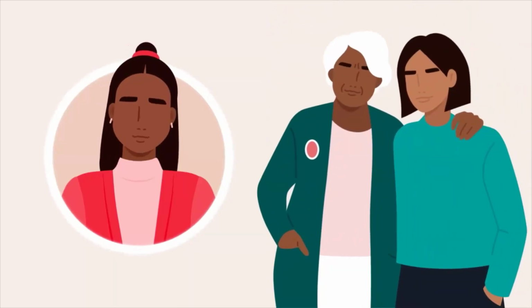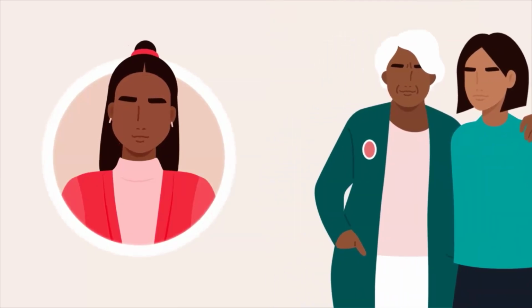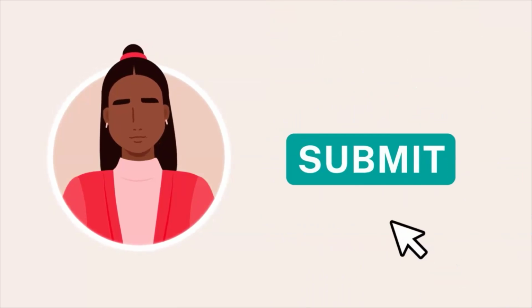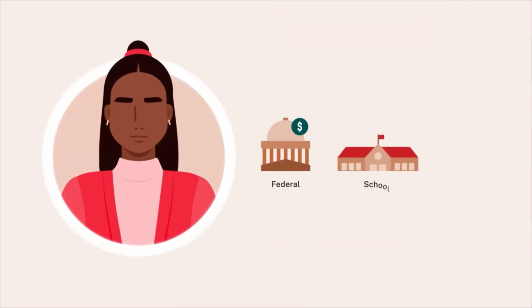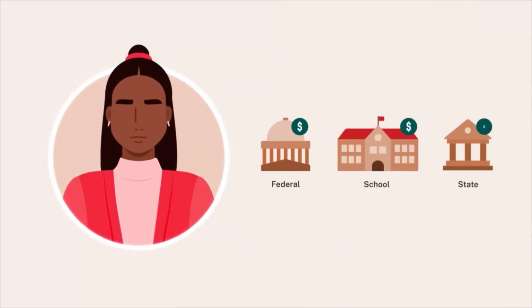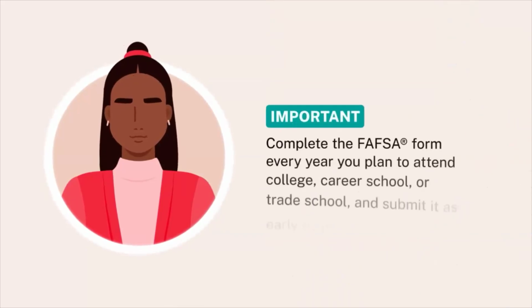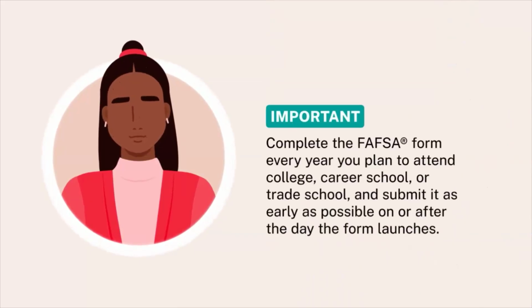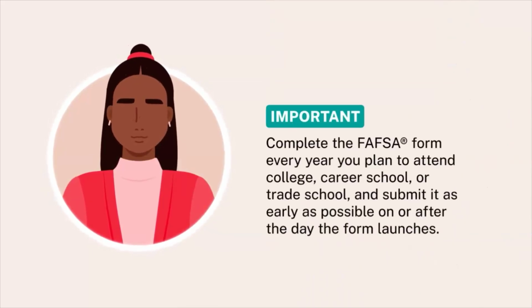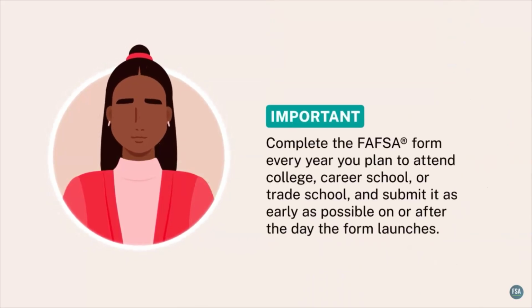Financial aid can help you and your family afford college or career school. Submit your FAFSA form to access the largest source of financial aid, federal student aid, as well as financial aid from your school and state. Make sure that you complete the form for every year you plan to attend school. You should submit it as early as possible on or after the day the form launches to meet state, school, and federal deadlines, and to be eligible for as much aid as possible.